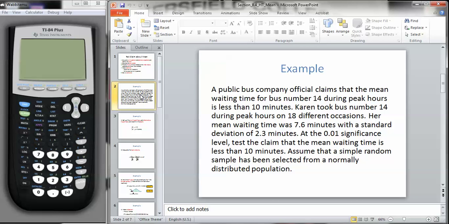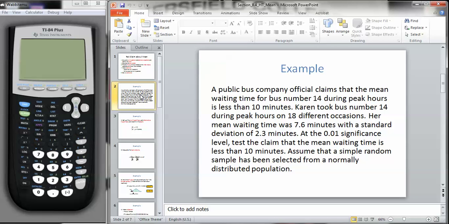So let's look at this problem again. There are quite a couple different numbers here. Some numbers we actually do not have to use. So let's take a look. First of all, bus number 14. That's the bus number, which is more like a categorical measurement here, which we don't have to worry about. But the bus company claimed that the mean waiting time is less than 10 minutes, so that is our claim. Later we need to put that into our hypothesis.